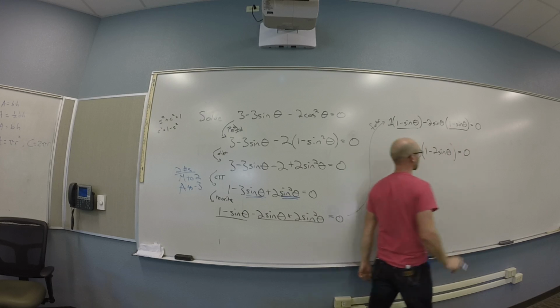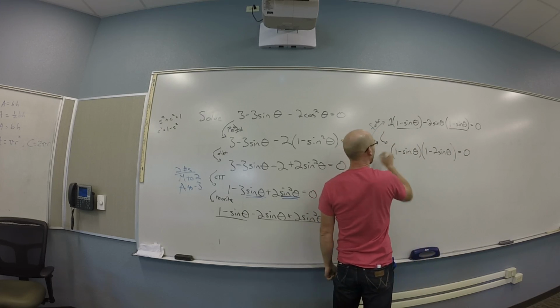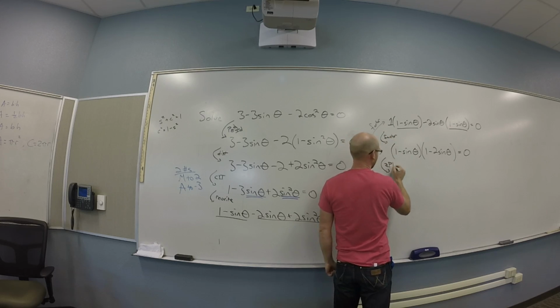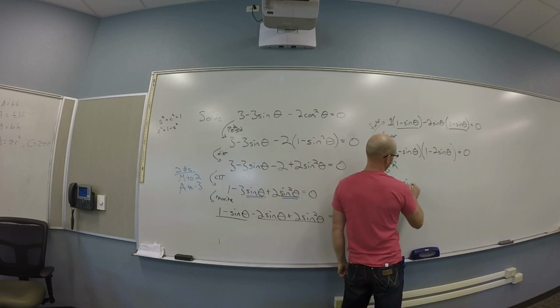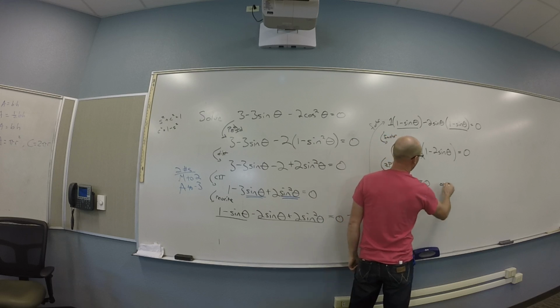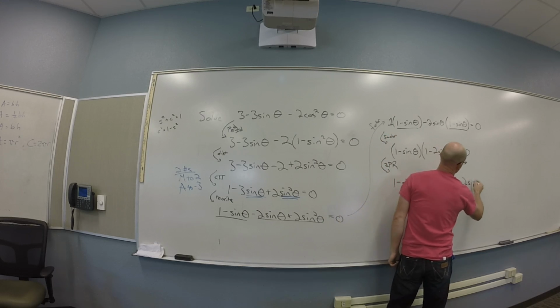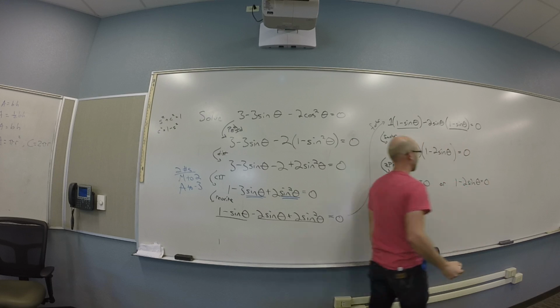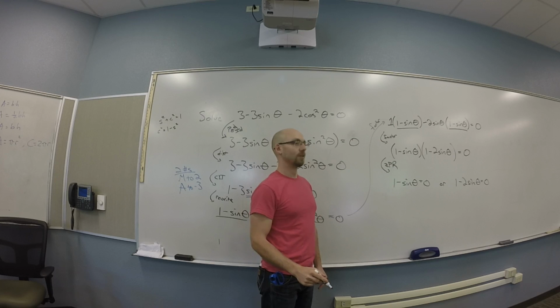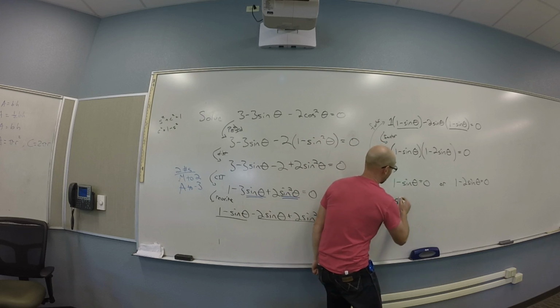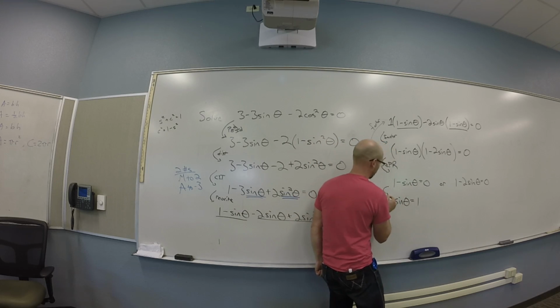So this equals 0. That was a factor again. Then you hit it with the zero product rule. So you get 1 minus sine theta is 0, or 1 minus 2 sine theta is 0. I have to worry about all the angles for this. On this one, I get sine theta is 1, after you add sine theta to both sides.